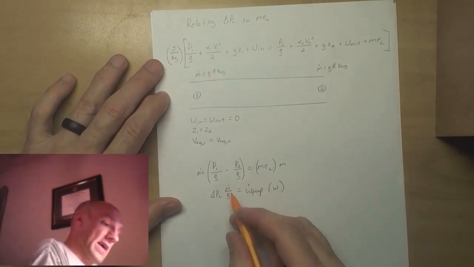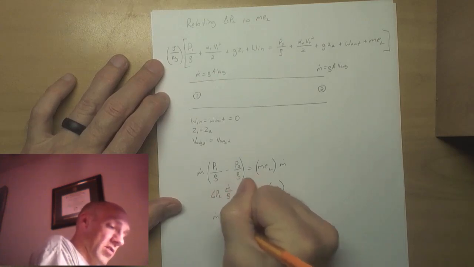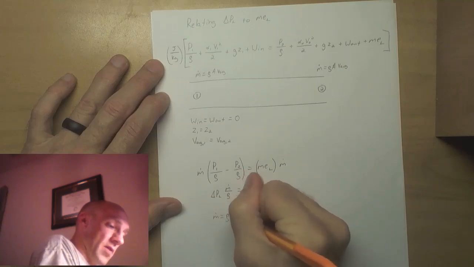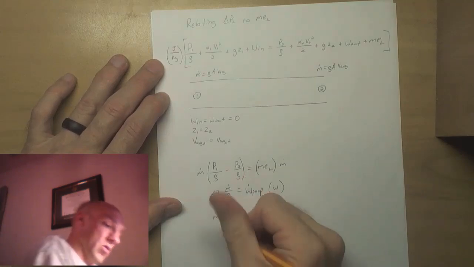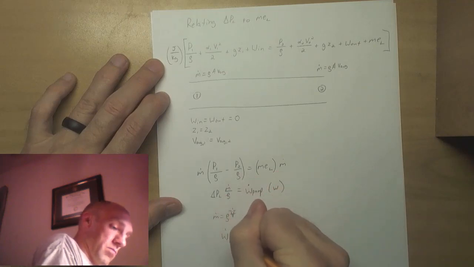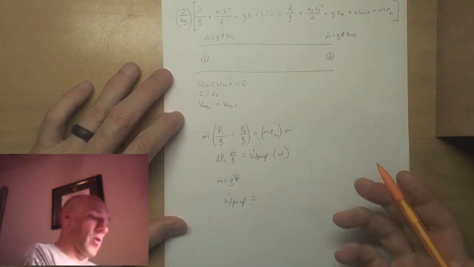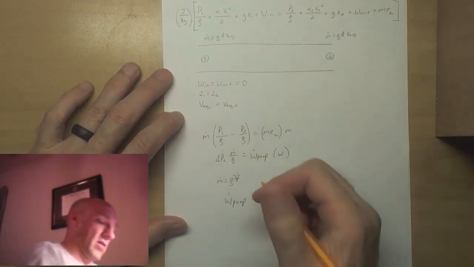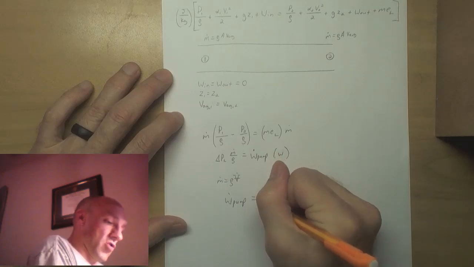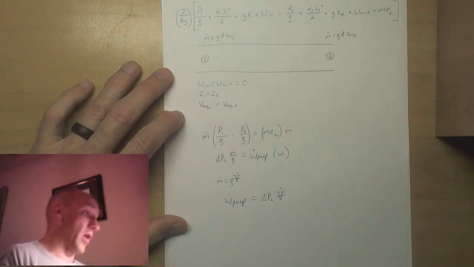But if you remember, mass flow rate divided by the density, mass flow rate is just the density times the volume flow rate, and so the amount of work that I have to supply to the flow to maintain the flow is just the pressure drop times the volume flow rate.